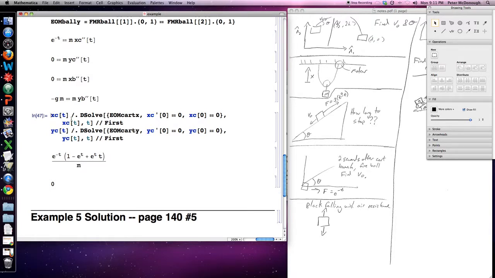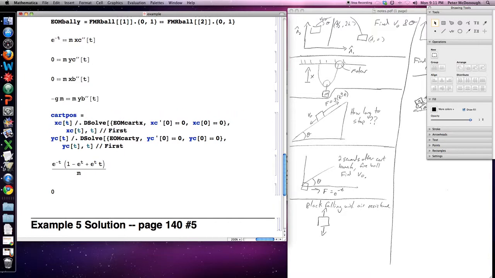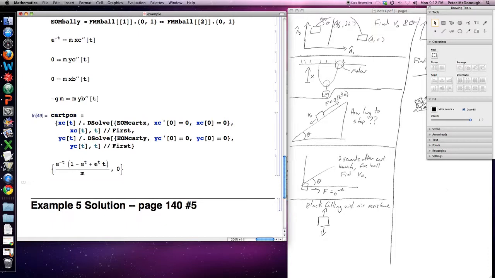I'm going to say cart post. I'm going to say cart post is equal to, and now I'm going to make this a vector. So I've already got my results. I'm going to say this is vector 1. I'm going to put a comma here, and then finishing off the vector there. So boom, now I've got a position vector for my cart position. Now I'll repeat this exact same thing for my ball position.